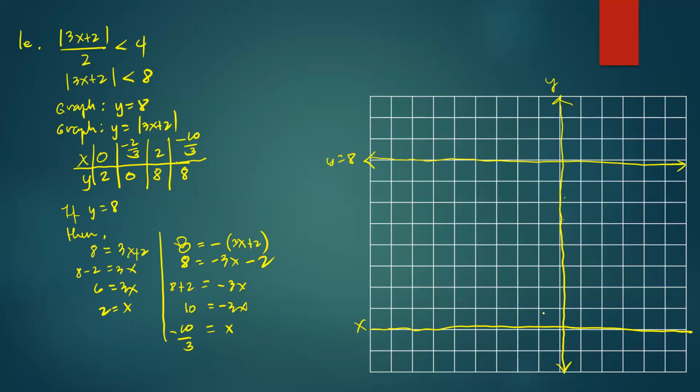So we have 0, 2. So this is our y-intercept. Then we have negative 2 by 3, 0. So this is our x-intercept. Okay, then we have 2, 8. 1, 2, 3, 4, 5, 6, 7, 8. So that is 2, 8.